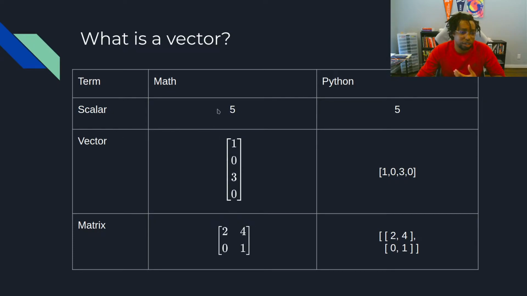We are accustomed to working with scalars in most of our everyday math. So a scalar is just some number. It can represent a magnitude, it can represent a scale, but it's just a plain old number, and we can represent that in Python pretty easily just using the actual number.